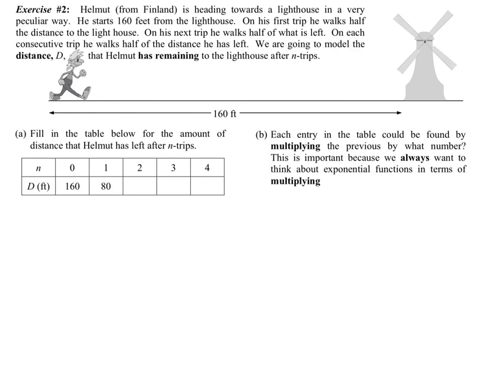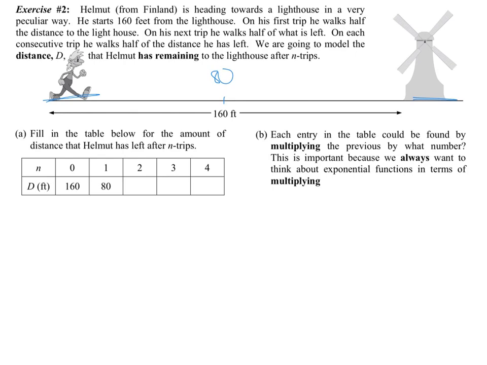The next one, Helmut from Finland, is heading towards a lighthouse in a very peculiar way. He starts 160 feet from his lighthouse. So you'll notice Helmut is right here, the lighthouse is right here, so 160 feet. On his first trip, he walks half the distance to the lighthouse. So on his first trip, he walks about 80 feet.